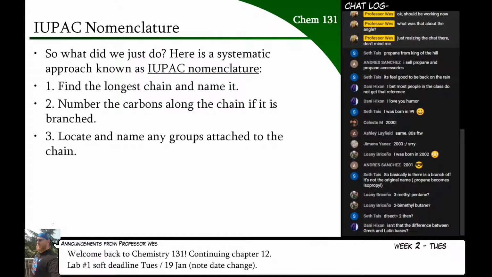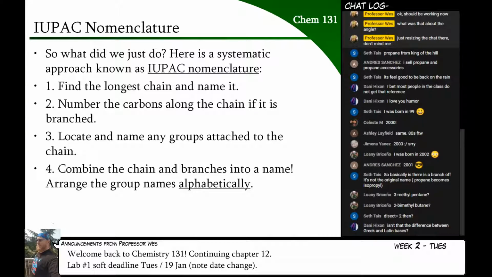Once you've numbered it the right way, locate and name any groups of the chain, and then do all the numbers. Put those numbers and the group names into your name and arrange the names alphabetically. Giant pain in the ass, I know. Naming stuff in OChem sucks.